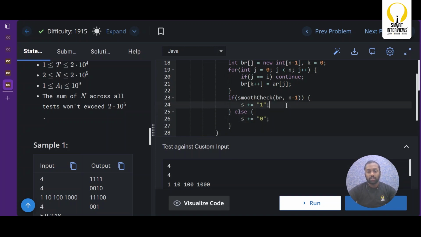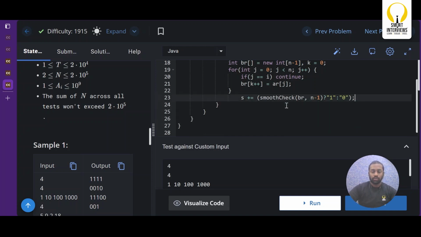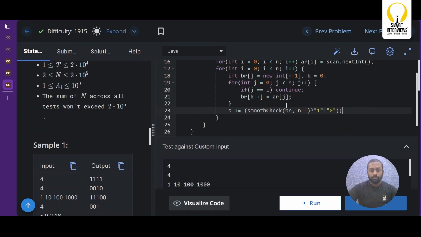I can combine this in a single line using the ternary operation, because there is only a single condition and both the lines in these blocks are very similar. So I can have this done using the ternary operation. And this has to move out of this block. I do not need this if else. One indent back. Now I need to fill in this smooth check function.